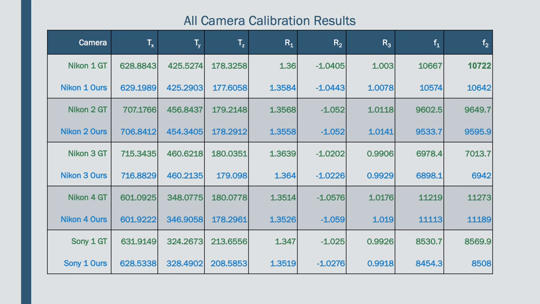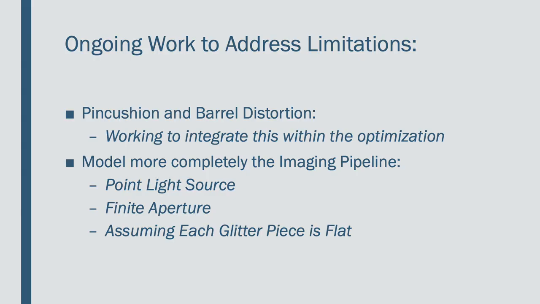We can see that for each of the Nikon cameras, we achieve results that are within the error bounds of Zhang's checkerboard calibration. The Sony camera results are close, but not within the error bounds. We discovered that the Sony lens has more distortion than the Nikon, something that we had not modeled. This is a limitation which we will address in future work.